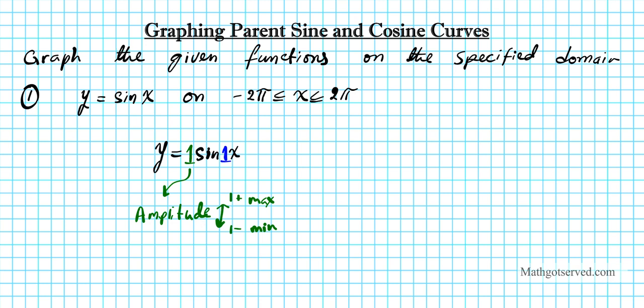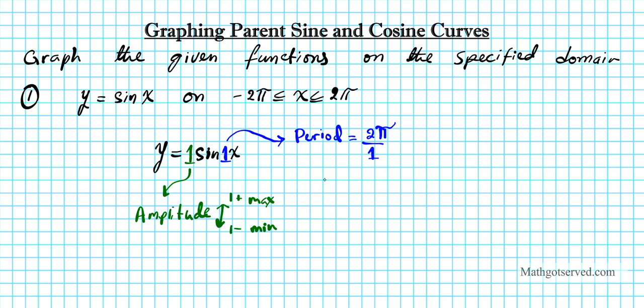And then this value right here tells you what you divide 2 pi by to get your period. So it's the denominator of your period, 2 pi, which tells you your period. So here the period is going to be 2 pi divided by that number, which is 1.